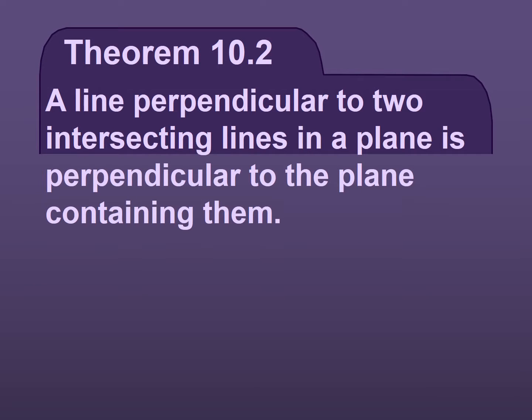So we have a theorem that says a line perpendicular to two intersecting lines in a plane is perpendicular to the plane containing them. So that means it's kind of like the opposite of theorem 10.1. The other theorem says that if a line is perpendicular to a plane, then every line on that plane is perpendicular to it. Then this one is saying that if you have a line and it is perpendicular to two lines in the plane, then it's also perpendicular to the plane.